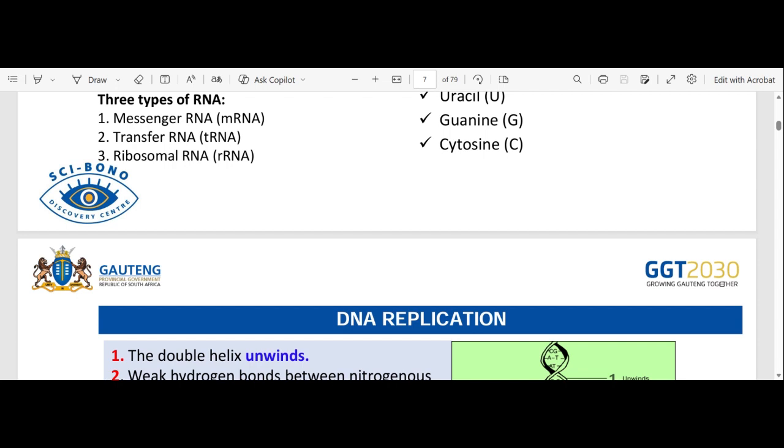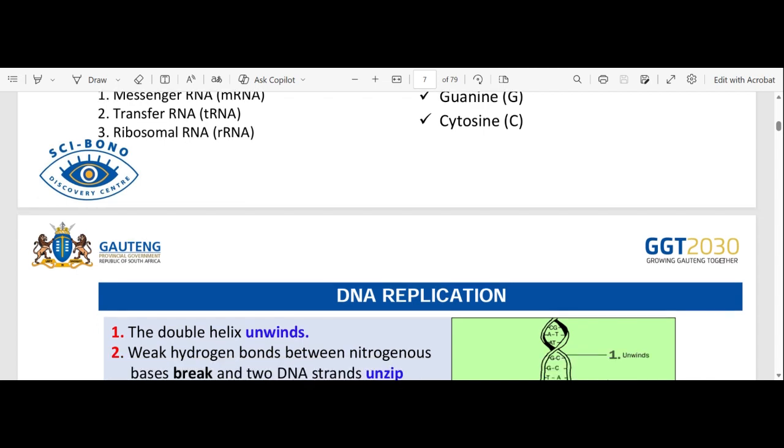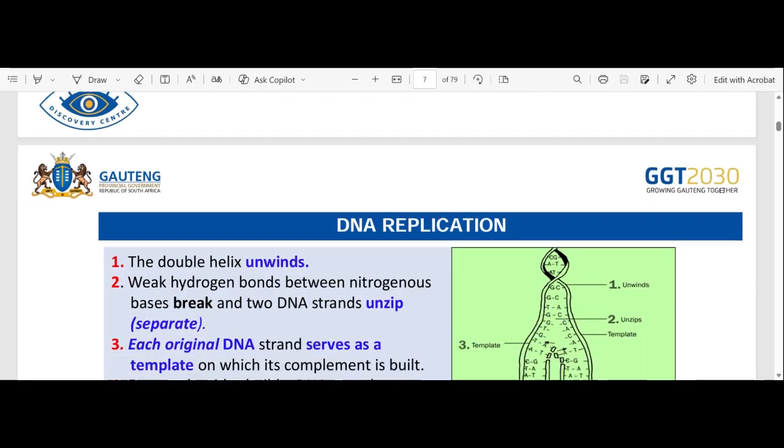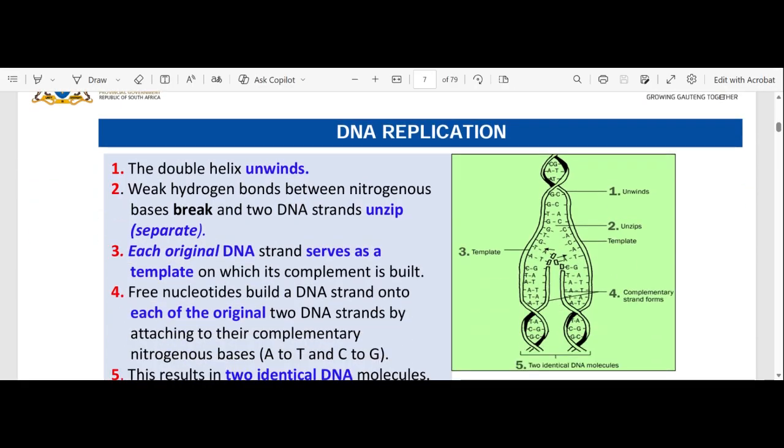Okay, we'll go to protein synthesis and go over that. Now let's go to the first process, DNA replication. Where and when does it take place? It takes place in the nucleus and during interphase. We'll learn more about interphase when we get to meiosis.